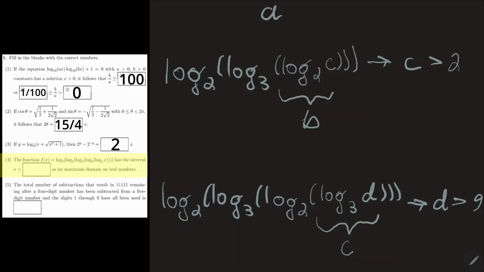And log base 3 of d is of course equal to c. We establish that c must be greater than 2, and since this is a log in base 3, that means that d must be greater than 3 to the power of 2, which means that d must be greater than 9.